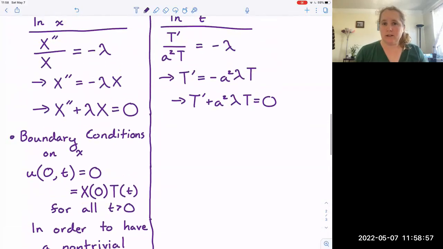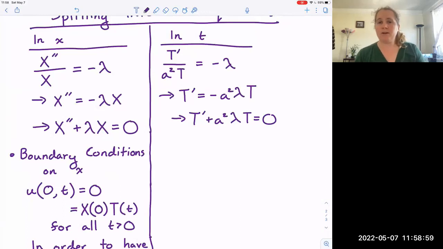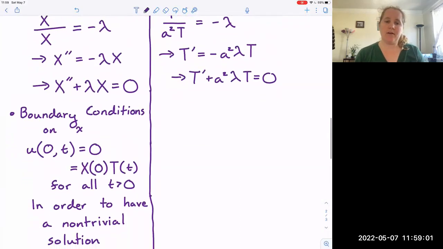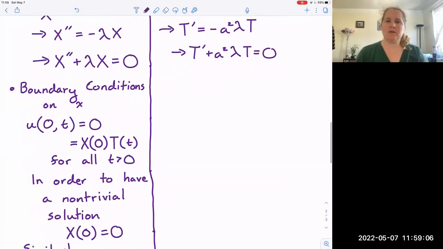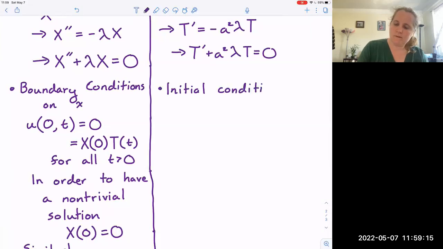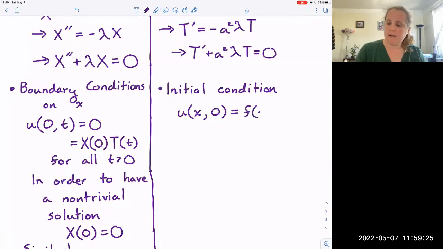The initial condition does not translate well, because we don't have that if we multiply to 0, one of the terms has to be equal to 0. Our initial condition involved t. So our initial condition of u(x,0) equaling f(x) does not translate into the separated variables.